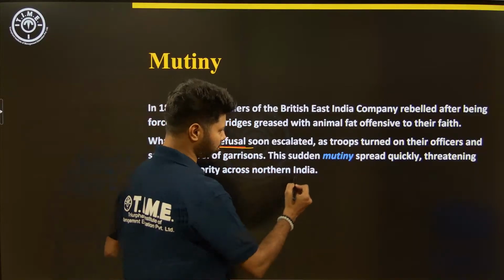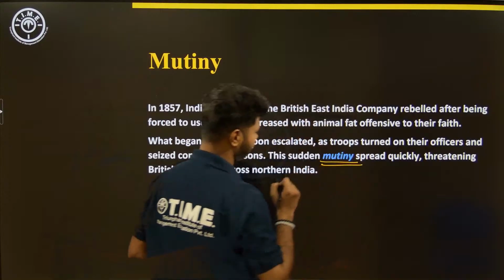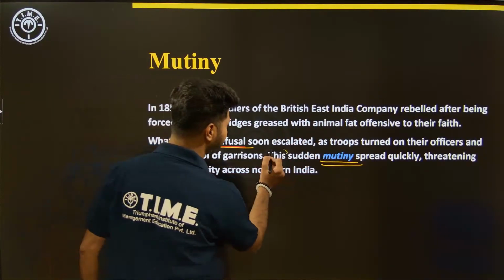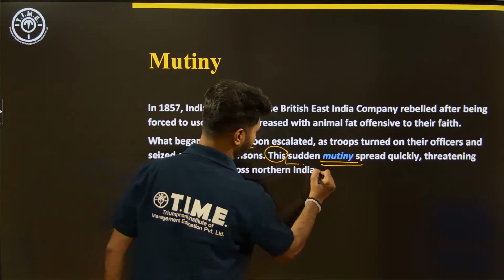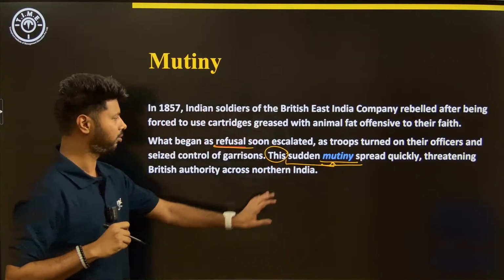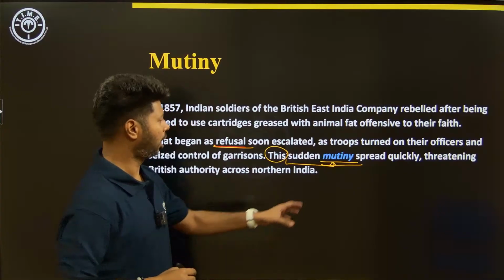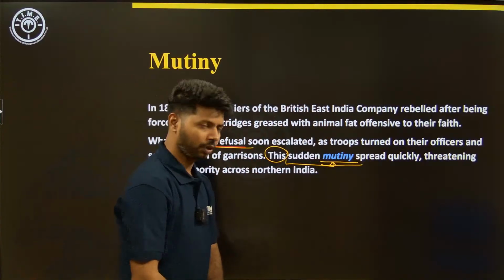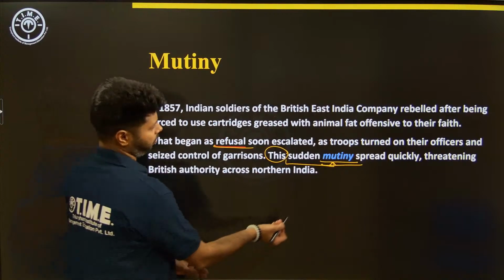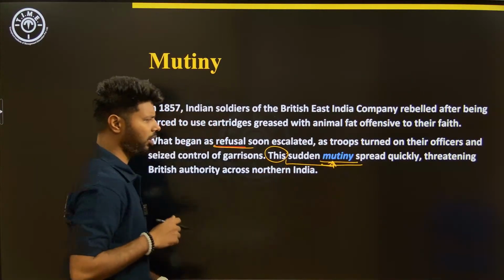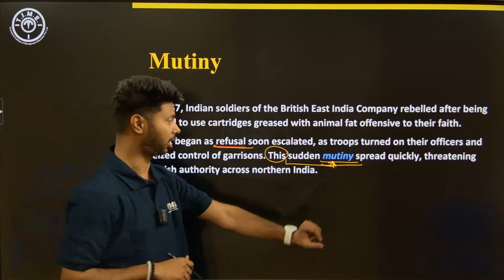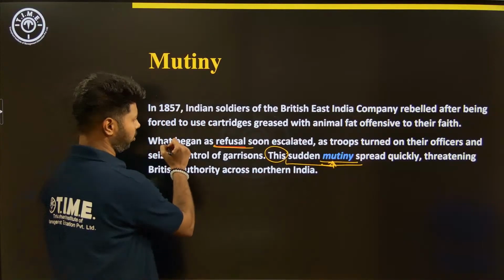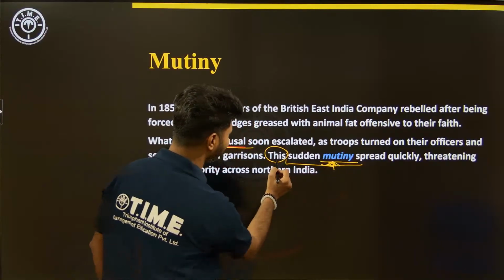Okay, so here is my word. And this says this sudden mutiny. All right, so whatever this is has to be defining mutiny, right? This sudden mutiny. And then it says it spread quickly, threatening British authority across northern India. Okay, that's what it's saying. So something definitely for the British India, at least negative at that point, right? For us, quite a positive thing. All right. So how do I then understand what this is?